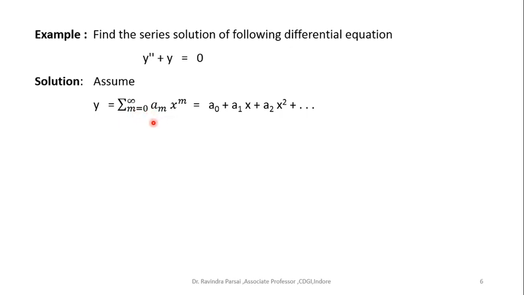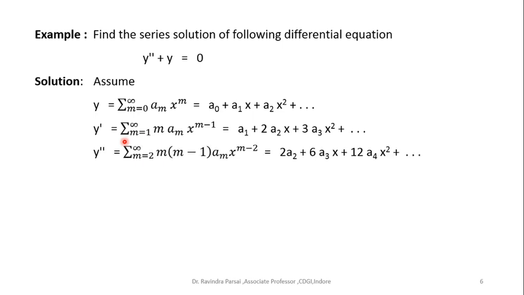So that's why we know that in this case we assume the series solution in the pattern y equal to sigma m equal to 0 to infinity am x to the power m. Then you differentiate the first time, so the differentiation of x to the power m will be m into am x to the power m minus 1. When you open this summation you will get this. When you differentiate a second time you will get this value here: m into m minus 1 am x to the power m minus 2.